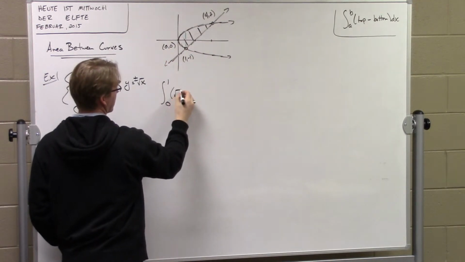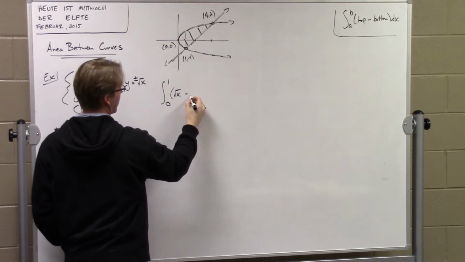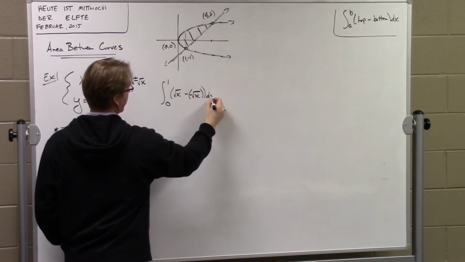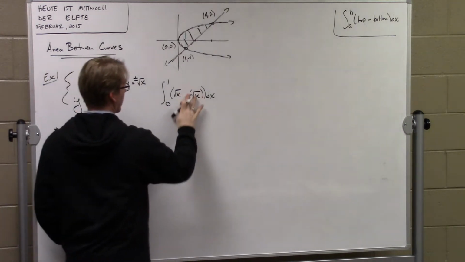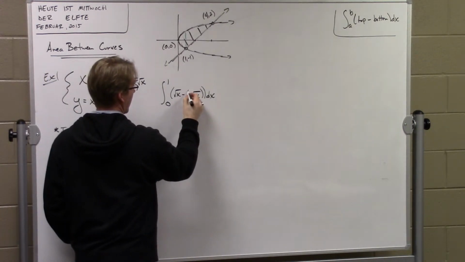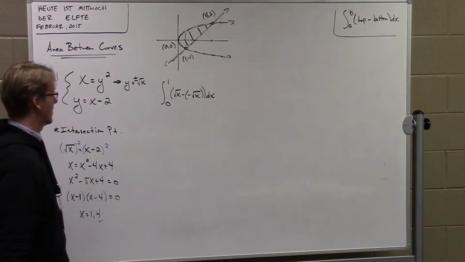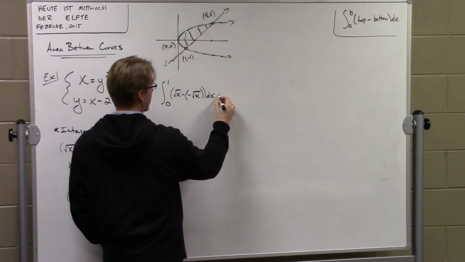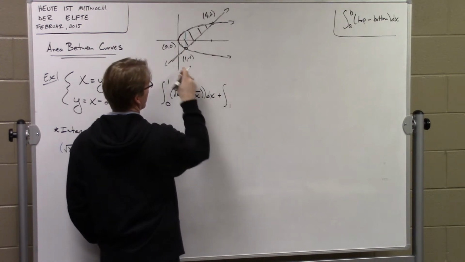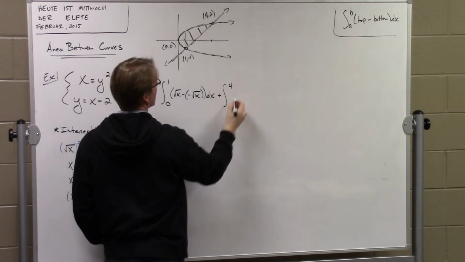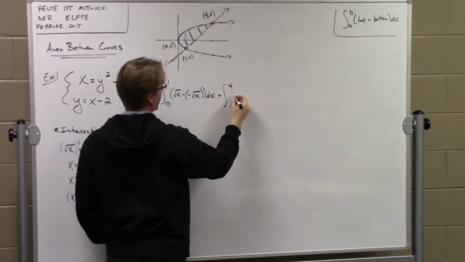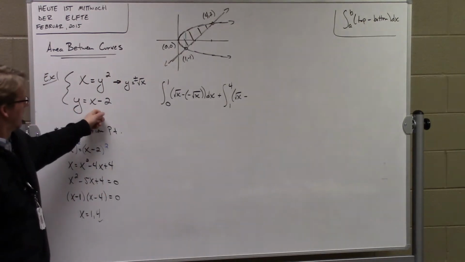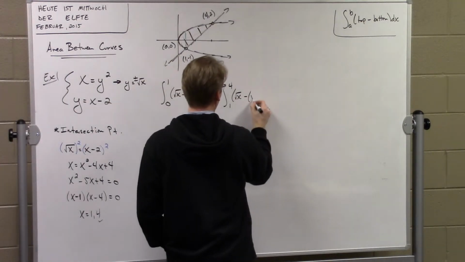We're going to have the positive root of x on top and the negative root of x on the bottom. No big deal. Plus, the second interval will go from 1 to 4. That's where we're stopping over here. Top is still going to be root of x. Bottom is going to be our line x minus 2.